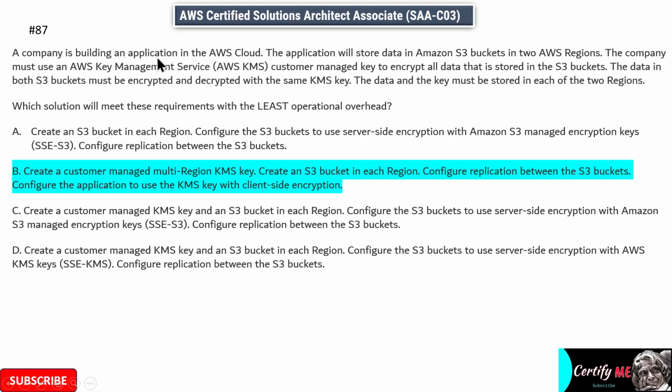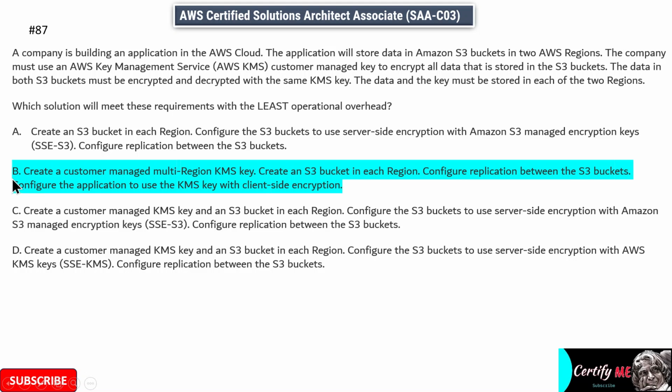A company is building an application in the AWS cloud. The application will store data in Amazon S3 buckets in two AWS regions. The company must use an AWS Key Management Service customer managed key to encrypt all data that is stored in the S3 buckets. The data in both S3 buckets must be encrypted and decrypted with the same KMS key. The data and the key must be stored in each of the two regions. Which solution will meet these requirements with the least operational overhead?